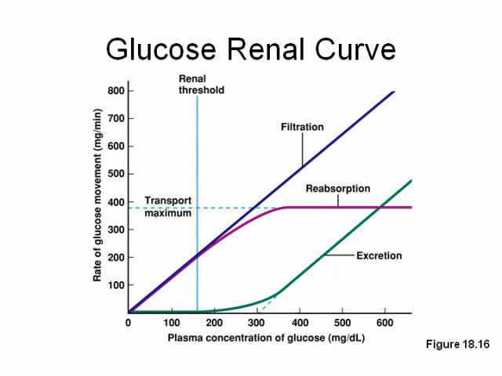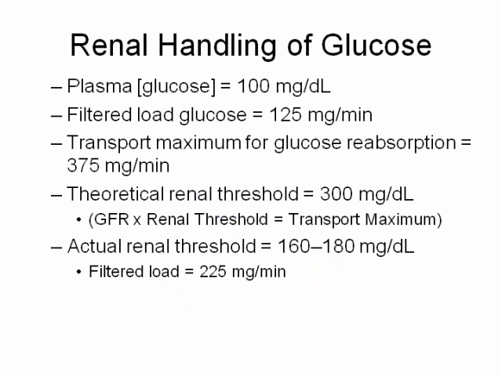Now this is just using glucose as an example, and it explains why glucose ends up in the urine of diabetics. This, of course, will happen with anything else that's reabsorbed as well. It's just easiest to understand in the case of glucose because it is normally completely reabsorbed. Now with that, we have the term renal handling of glucose, meaning how does the kidney process glucose?